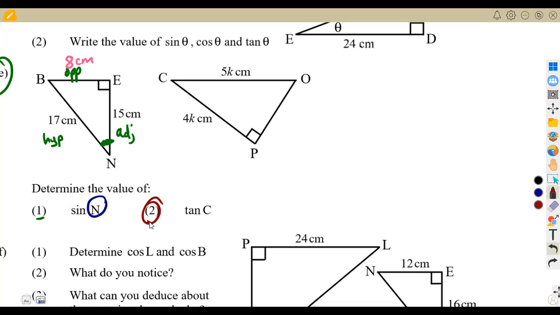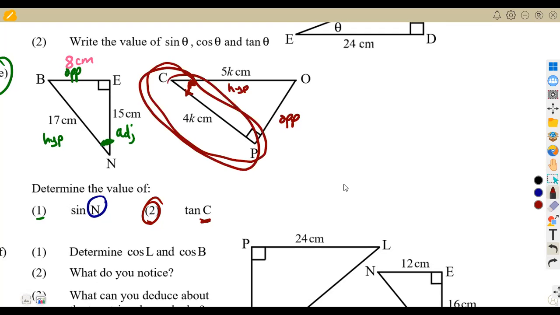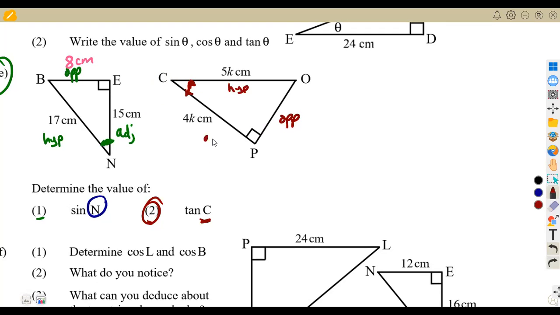That is the same as question number 2, where they need us to calculate the value of tan C, which is the angle C that we have here. According to this angle C, we have to name our sides. This is opposite to C, so there we have the opposite side. This one facing 90 degrees is the hypotenuse in this case. The angle C and the 90 degrees are sitting on the same line, they are adjacent to each other.